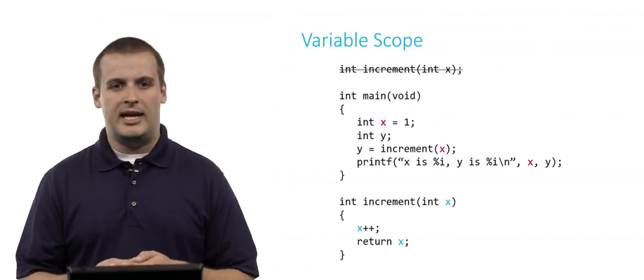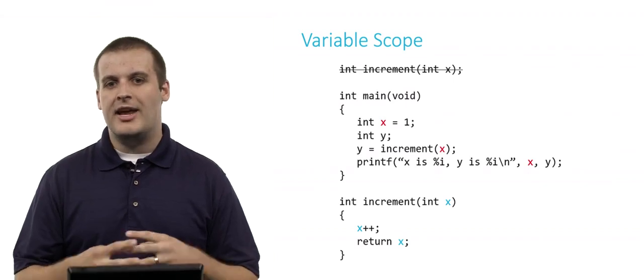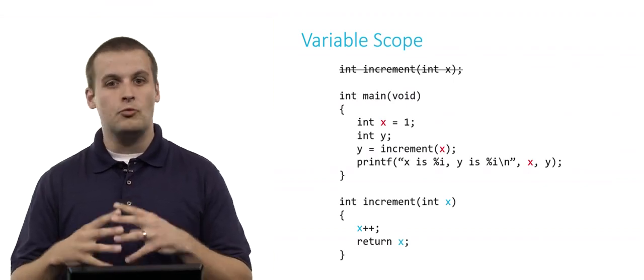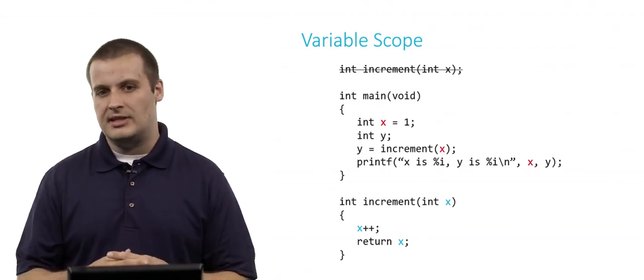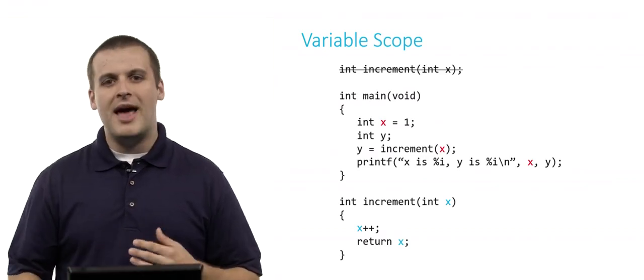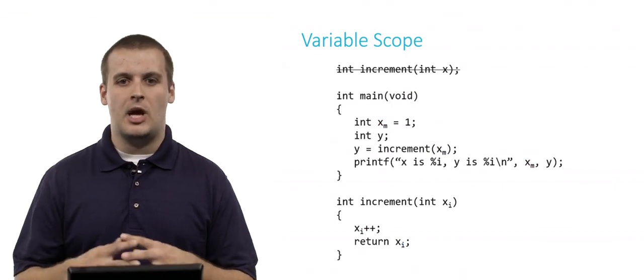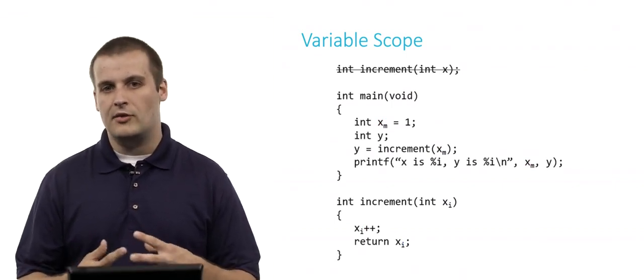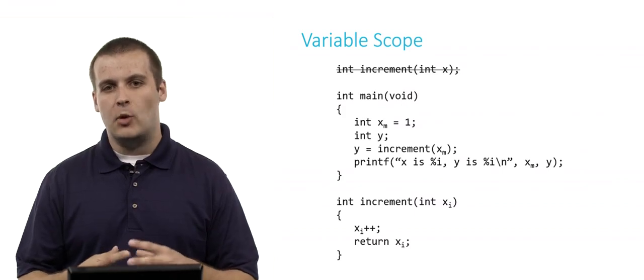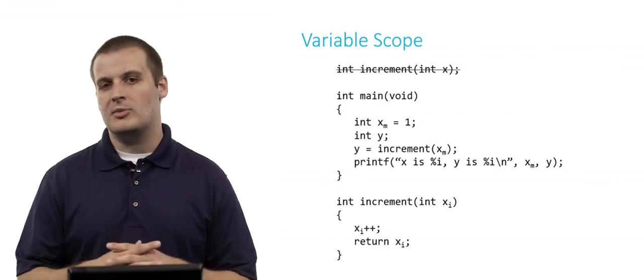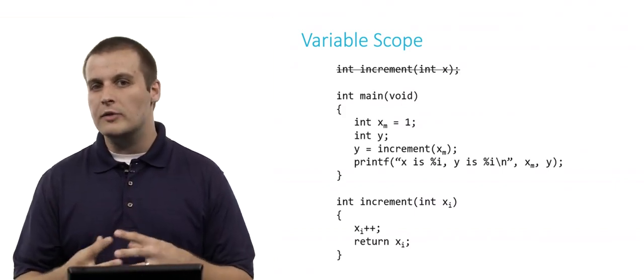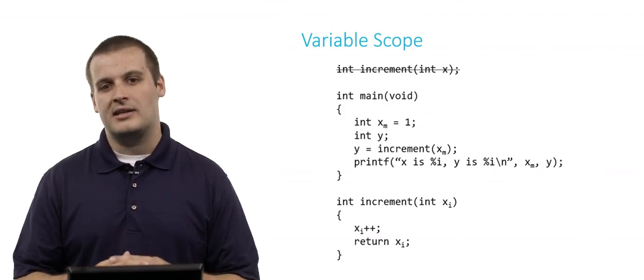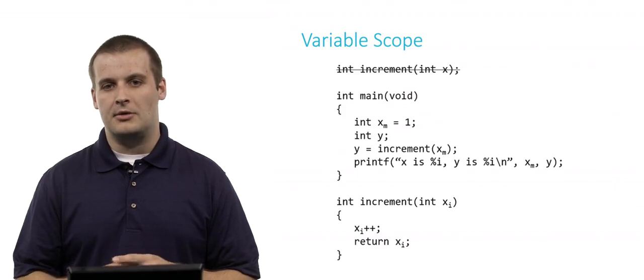Notice in that third line of main, y equals increment x, that increment is not being passed main's x or the red x. It's getting passed a copy of it, and it's only going to work with that copy of it, the blue x. If you're mathematically inclined, you might have instead thought of this as x sub m for main and x sub i for increment, but it's the same idea. X sub m, or the red x's in the previous slide, are the instances of x that are local to main. And x sub i, or the blue variables on the previous slide, are the instances of x that are local to increment. So, were you able to figure out what this function printed at the end?